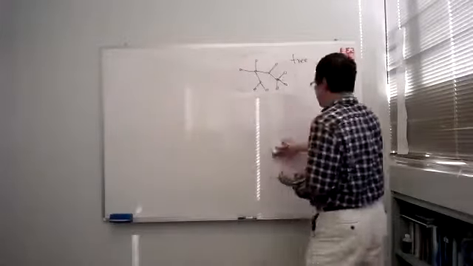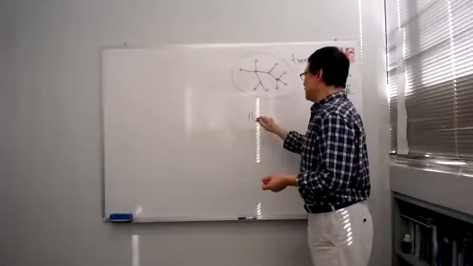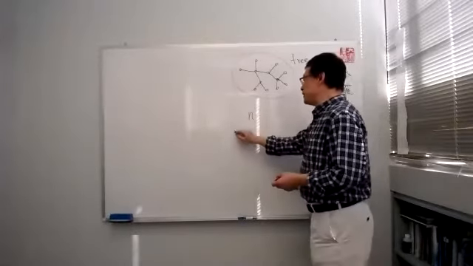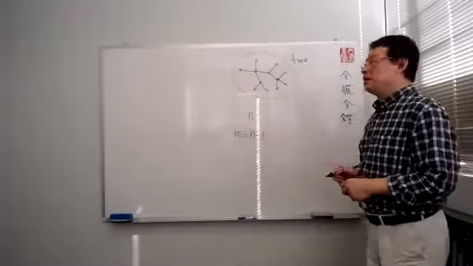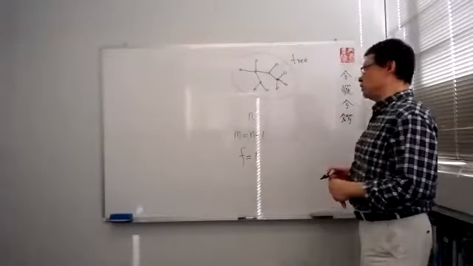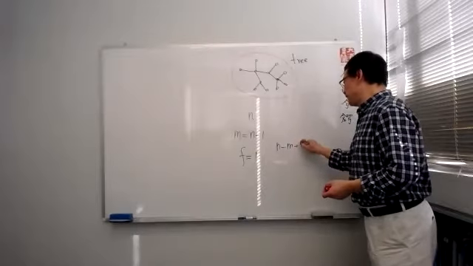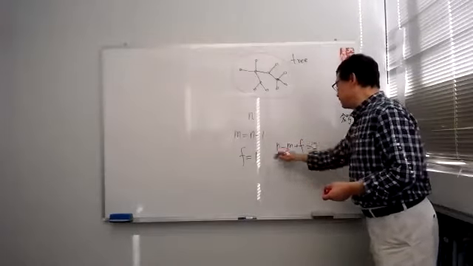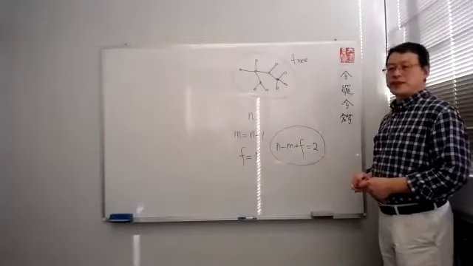So suppose we have a tree, what do we have? The number of vertices in a tree is n, so the number of edges will always be n minus 1. In a tree, the number of faces equals 1. So we see n minus m plus f again equals 2. If we regard this as the base case, we have this equal 2.